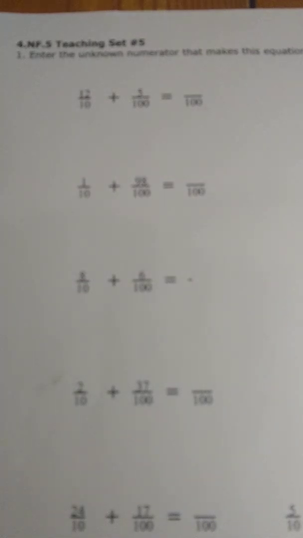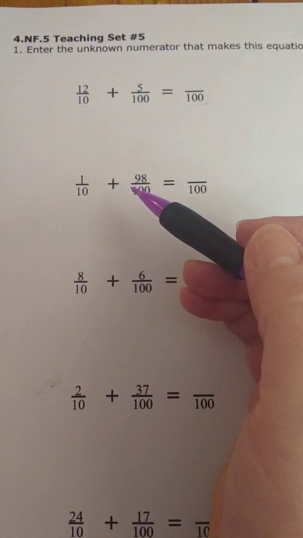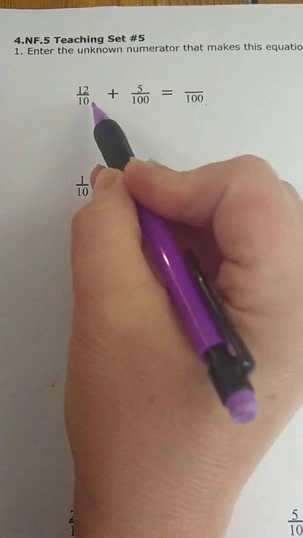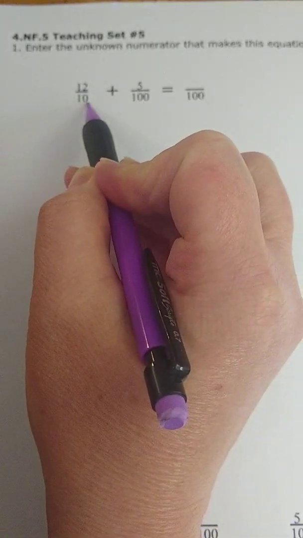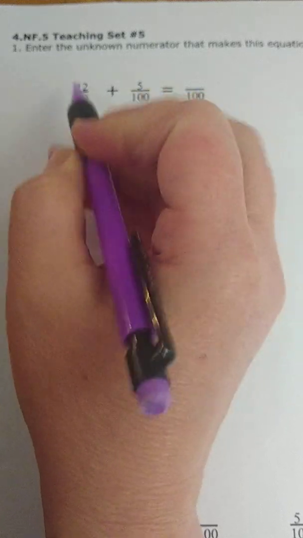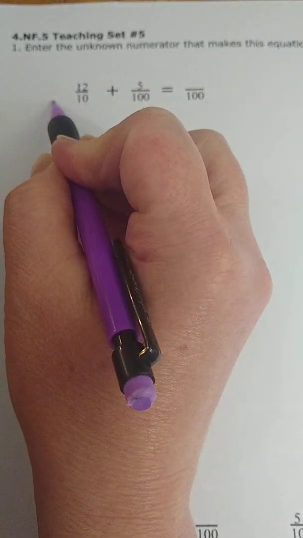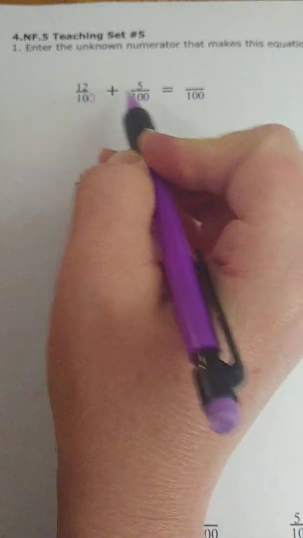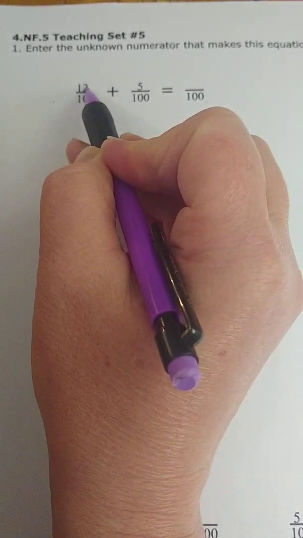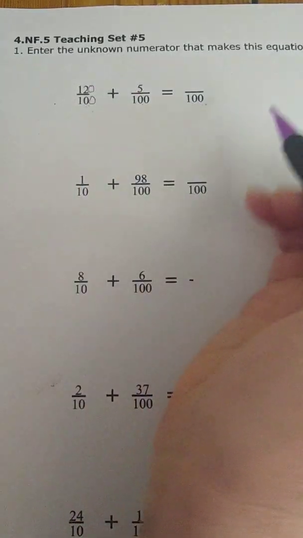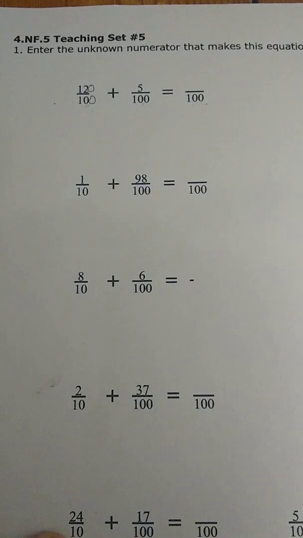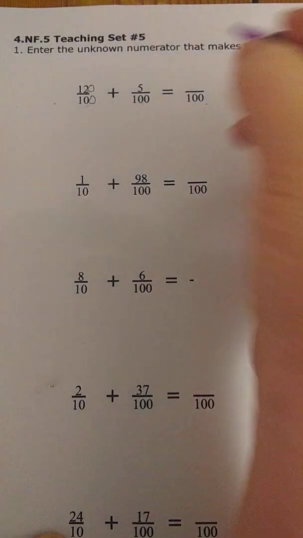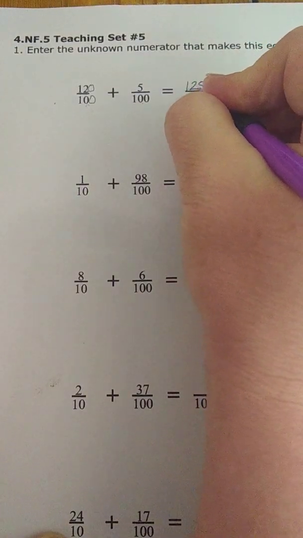So we'll talk about that when we get there. So here we go. We're going to, again, change the tenths into 100ths. You would multiply by 10. Multiply the denominator by 10, which adds that 0. Multiply the numerator by 10, adding that 0. Then we would just add straight across because now our denominators match. So adding straight across, 120 plus 5 is 125.